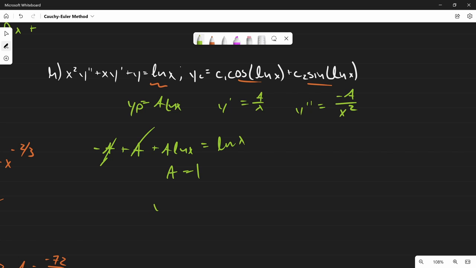making our general solution c1 cosine of natural log of x plus c2 sine of natural log of x plus natural log of x. And that will be it for this video, and this is it for all of the Cauchy Euler method. If you do initial conditions, well, it's just simply plug and chug. So yeah, that would be pretty much it for the Cauchy Euler method.